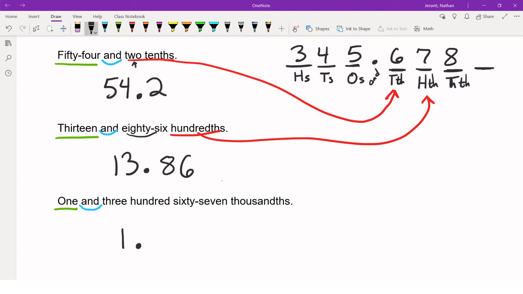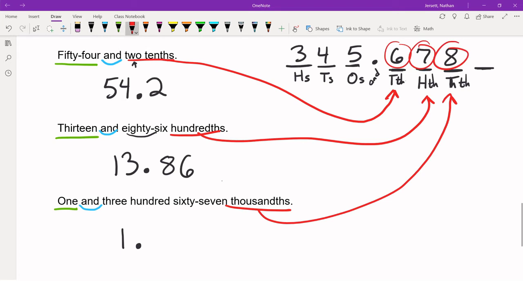Last one, 1 and 367 thousandths. So thousandths right here. We know we need to have 3 place values because there's three values past the decimal. And we have 367. That is 3 numbers, so 367. And that ends in the third spot. The third spot is the thousandth spot. So that's the correct answer there.